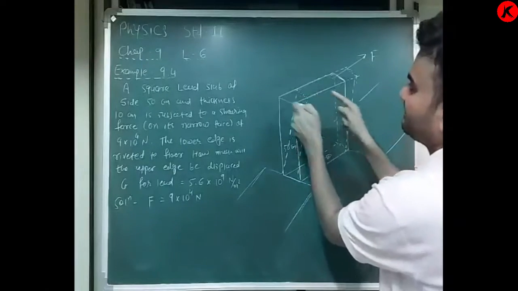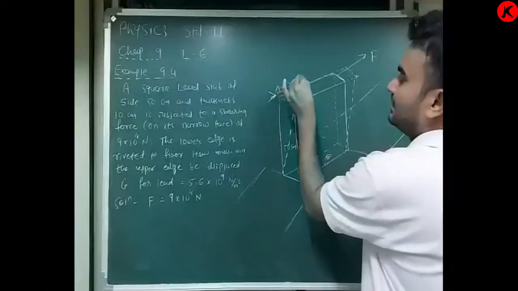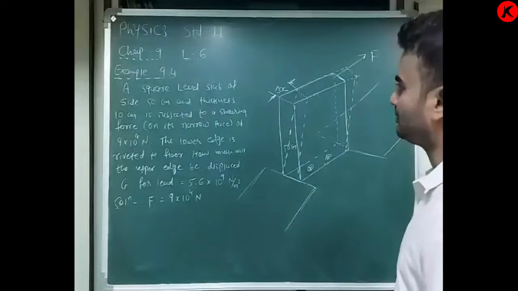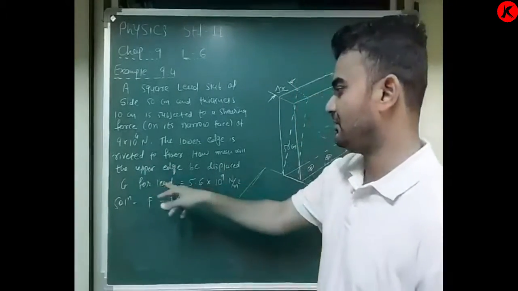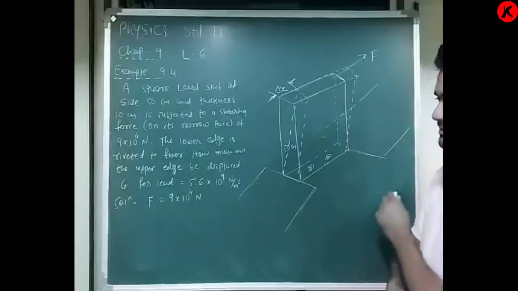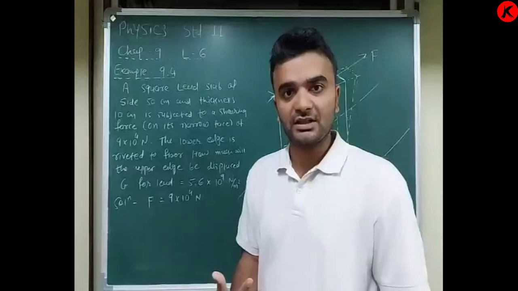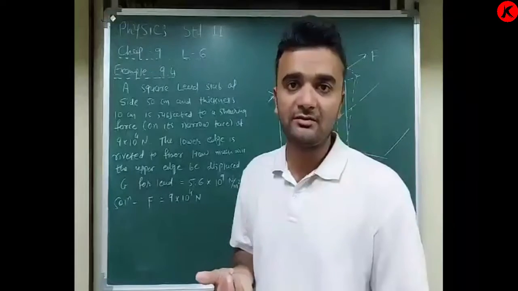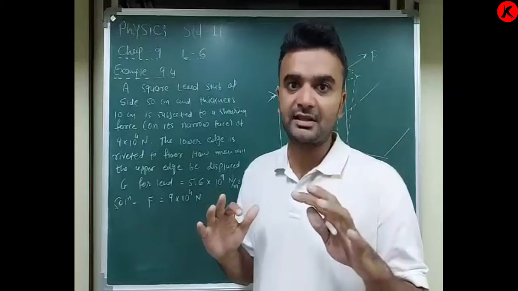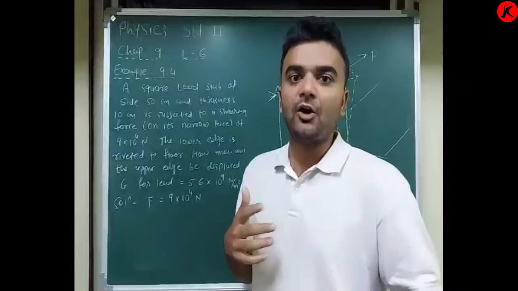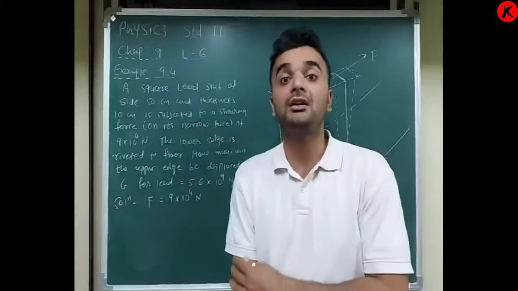Got some idea? It will displace somewhat. How much? It will displace up to delta x. So how much will the upper edge be displaced? G for lead is 5.6 into 10 raised to 9 Newton per meter square. F is given. G is the modulus of rigidity. In the case of shear force, the constant is known as the modulus of rigidity. In the case of tensile or compressive stress, the constant is Young's modulus. Or in the case of volumetric stress, the constant is known as bulk modulus.